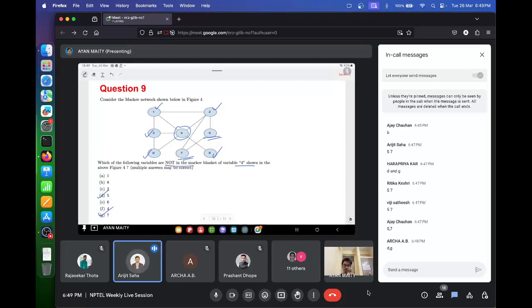So 1 is also a neighboring node of 8? 1 is not a neighbor, only the immediate neighbors count. So then 4 means only the immediate neighbor. So the answer will be 5 and 7 for 8.